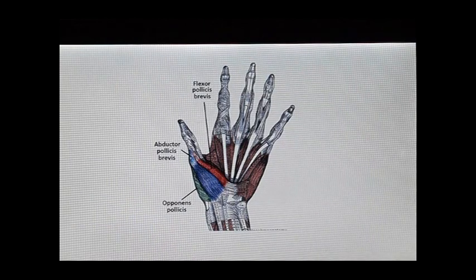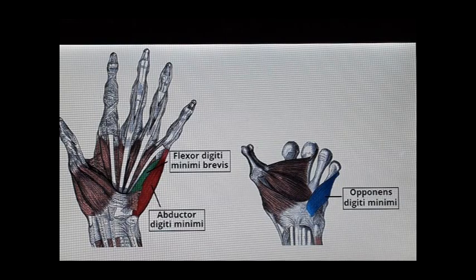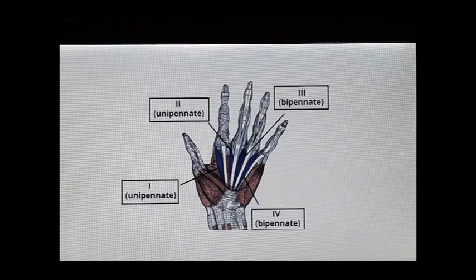This is the picture to demonstrate the Thenar eminence muscles. There are three muscles in Thenar eminence: opponens pollicis, abductor pollicis brevis, and flexor pollicis brevis. This is hypothenar eminence, where we can see three muscles again: flexor digiti minimi brevis, abductor digiti minimi, and opponens digiti minimi is a deeper muscle.